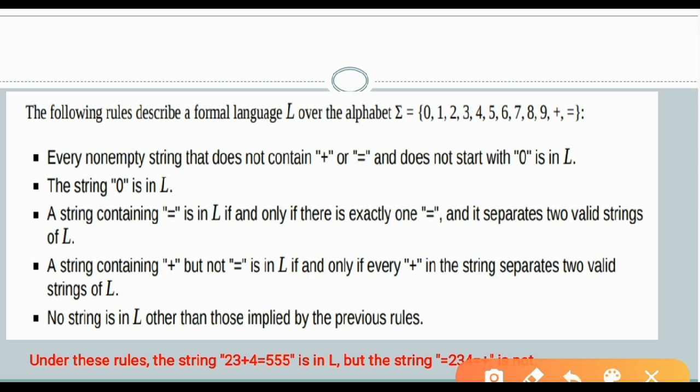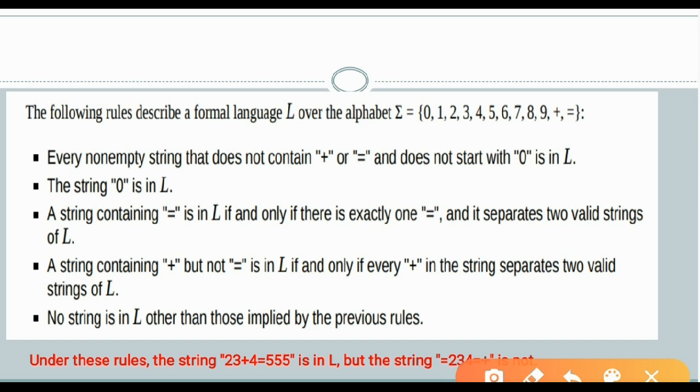Coming to this, you can see the following rules describe a formal language L. These are all the language rules. I'm having 5 rules, 1, 2, 3, 4, 5. And for these 5 rules, you need to form a language. So whatever rules are given, you will go through them one by one.